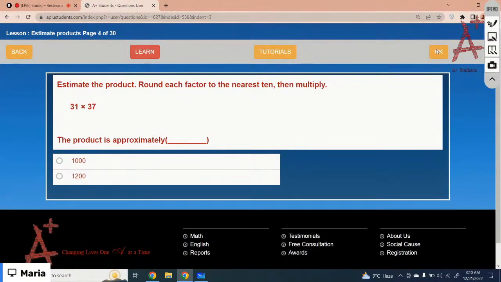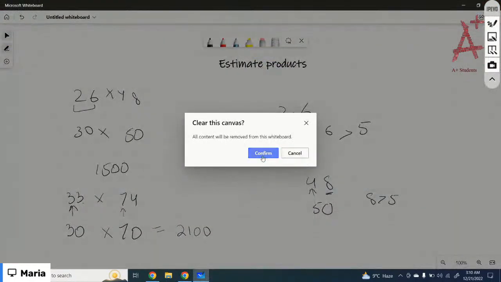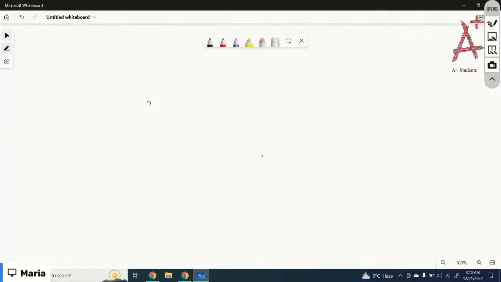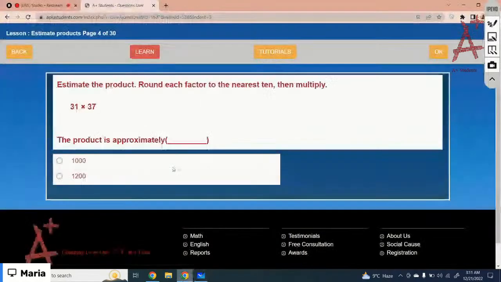Okay, the next one is 31 times 37. So which is the correct option? 31 times 37. 31 is rounded off to 30 and 37 is rounded off to 40. Got it? Round off, then multiply the non-zero values. It would be 4 times 3 is 12. So it is 1200. Got it? The correct option is 1200. Just select the correct option, then click on the OK button.